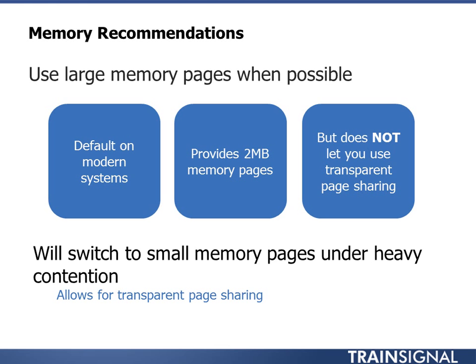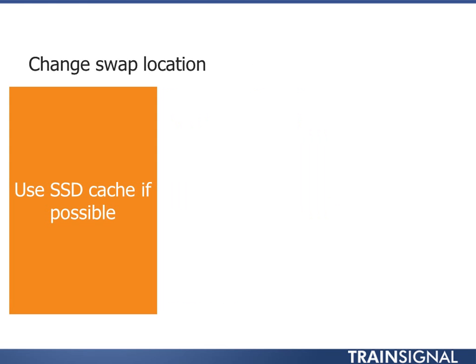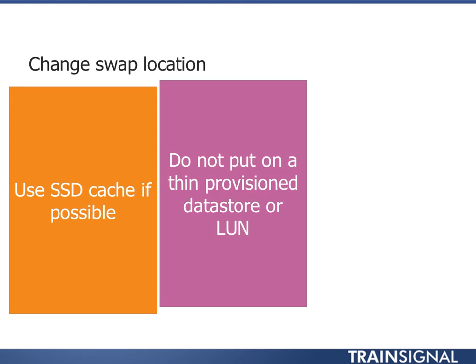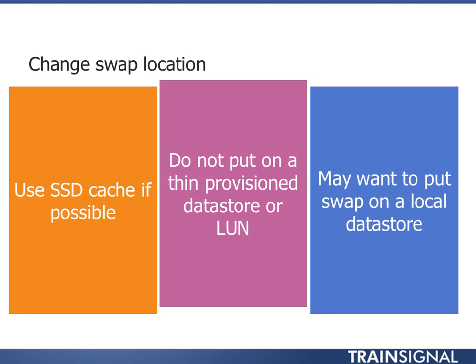transparent page sharing. You can change swap locations, use SSD cache if possible. Do not put it on a thin provision data store or LUN. And you may want to put swap on a local data store. So when you set up a VM, you get to select where the swap file is. Normally, the default setting is to put it in the same place as the VM, which for most cases is fine. But you may want to use SSD. I don't suggest putting it on a thin provision data store or LUN just because it's a little bit slower. And you may want to put it on a local data store.